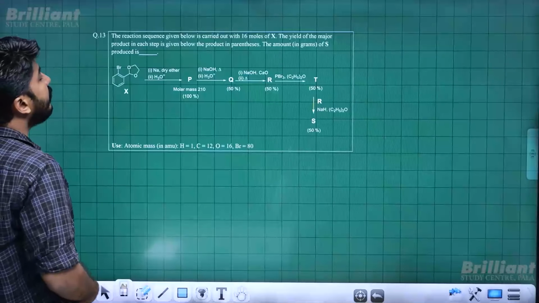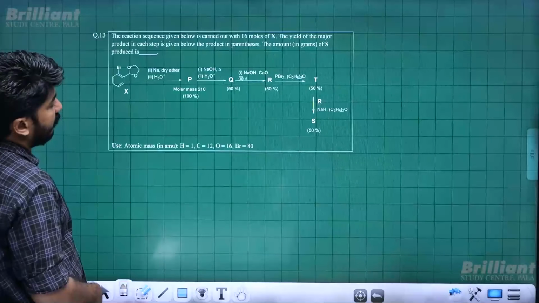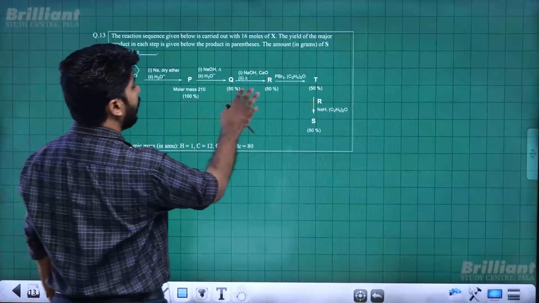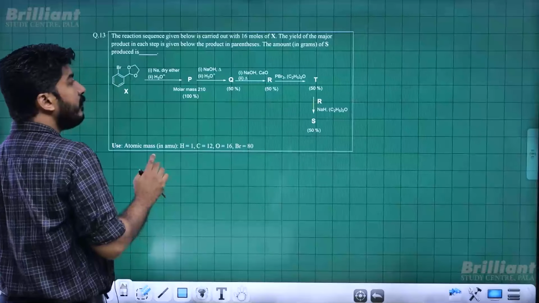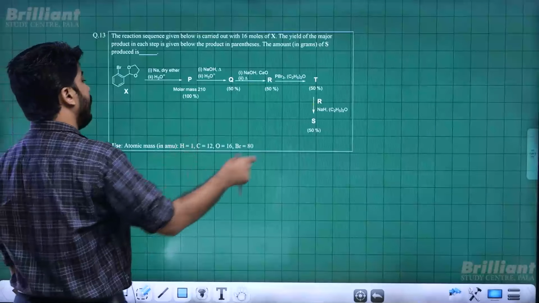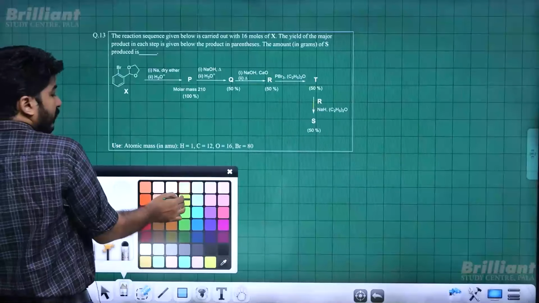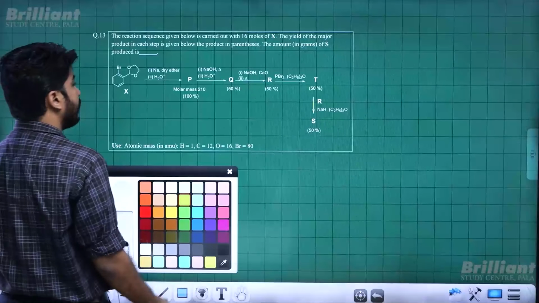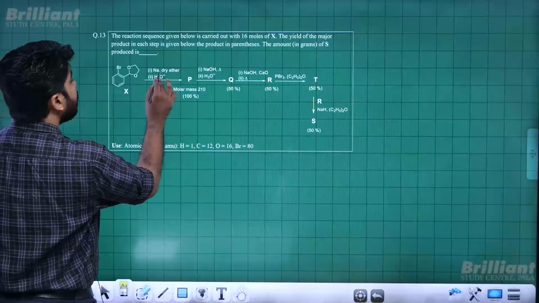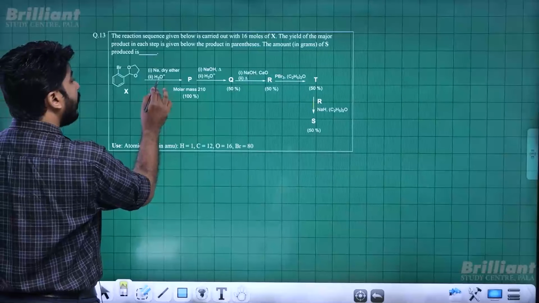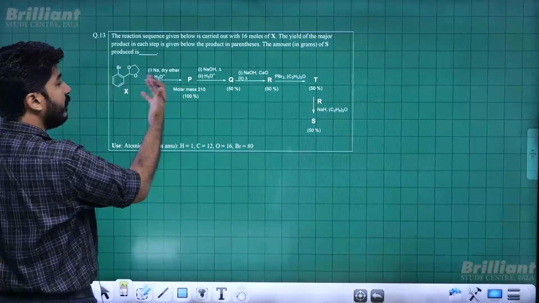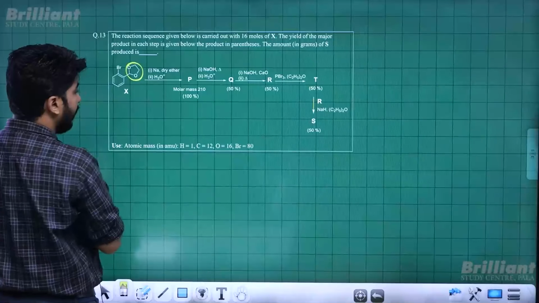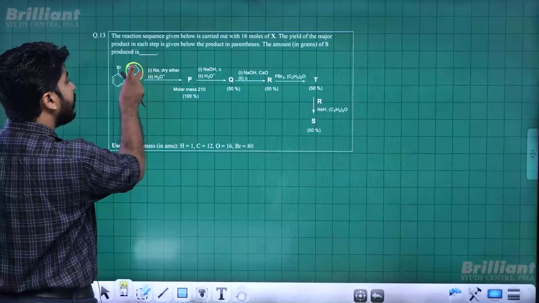The reaction sequence given below is carried out with 16 moles of the starting material. The yield of the major product in each step is given below the product in parenthesis. We need to find out the final amount in grams of S. So let's find the structures of P, Q, R, T and S first, then go with the calculation. The first thing that happens is a Fittig reaction followed by hydrolysis of the acetal, giving back a carbonyl product. You know this is a masked benzaldehyde, an ethylene glycol acetal.